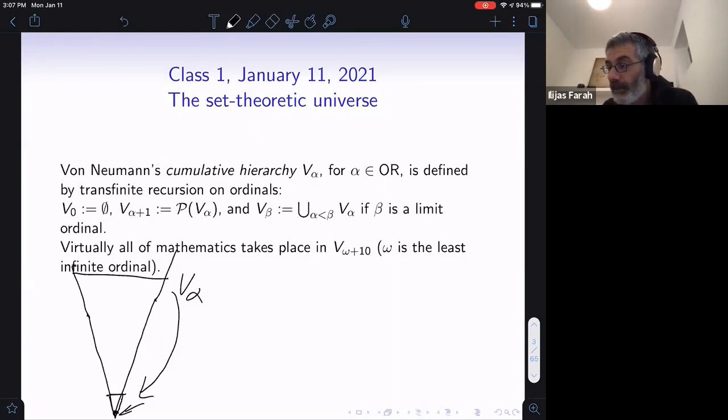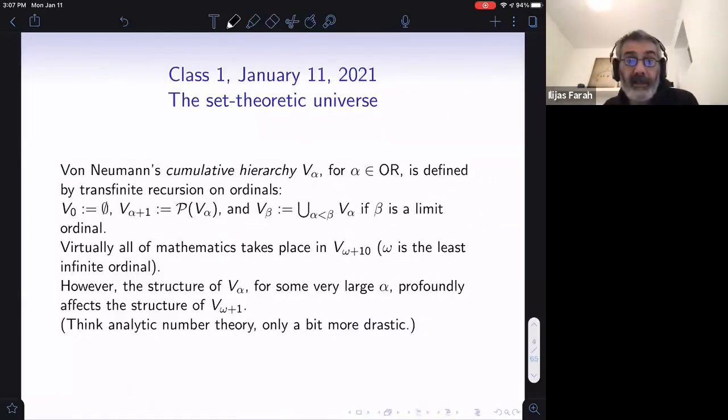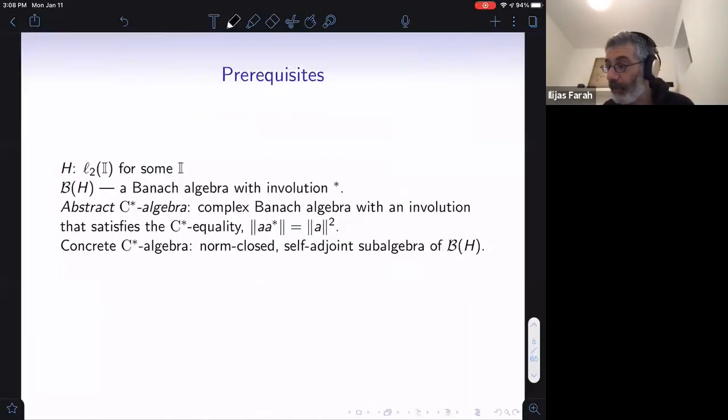Now, one analogy that you may be familiar with is analytic number theory, right? Statements about natural numbers are proved by using complex analysis, which means, in terms of this cumulative hierarchy, you're working inside V omega. You're proving statements about V omega, but working inside something like V omega plus 3 or so, and really non-trivially using complex analysis. So it's like that, but a bit more drastic. Anyway, let's not worry about set theory for now. Let's move on to C-star algebras.